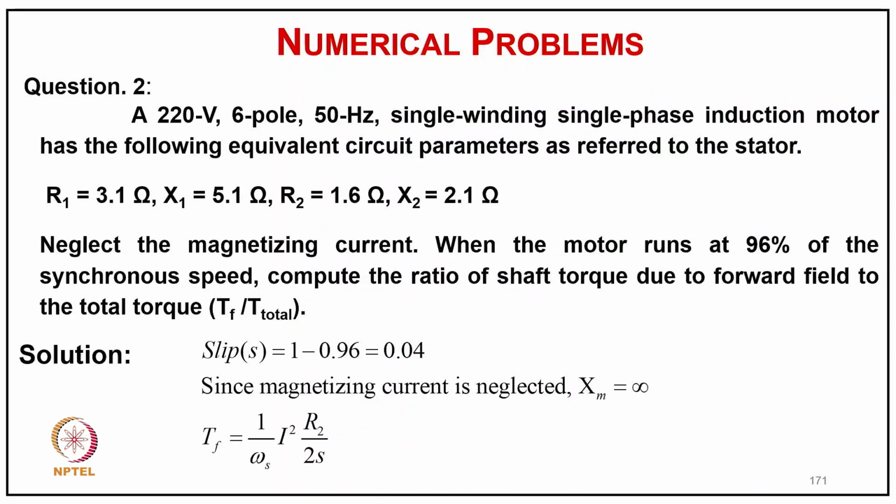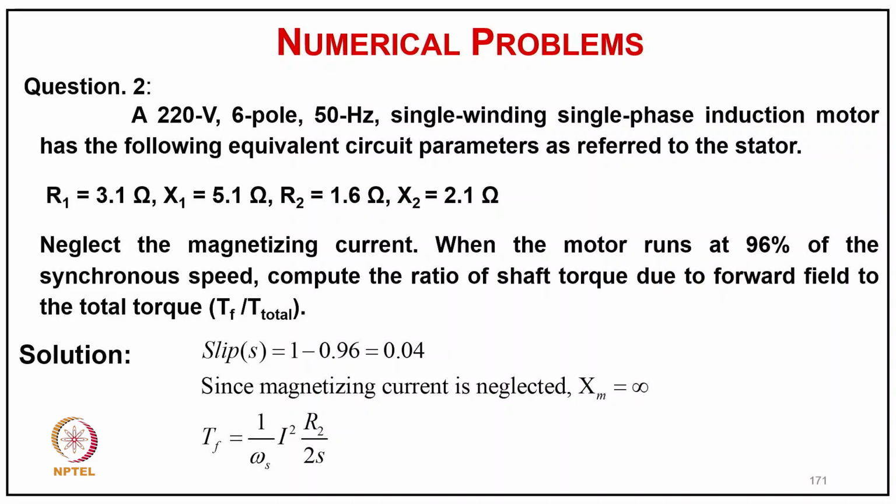Now question 2: a 220 volt, 6-pole, 50 Hz single winding single phase induction motor has the following equivalent circuit: R1 3.1 ohm, X1 5.1 ohm, R2 1.6 ohm, and X2 equal to 2.1 ohm. Neglect the magnetizing current. When the motor runs at 96% of the synchronous speed, compute the ratio of the shaft torque to the forward torque.